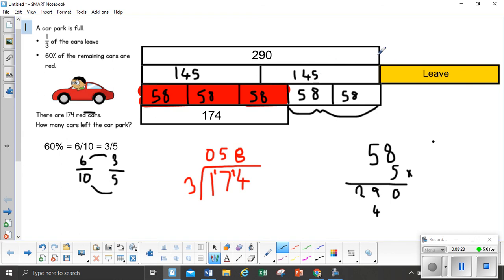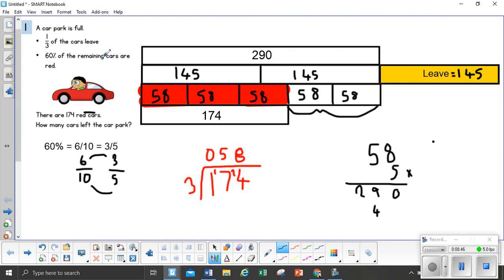Okay, which also means that leave must equal 145. So how many cars left the car park? 145. Let me just go over what we've done again.